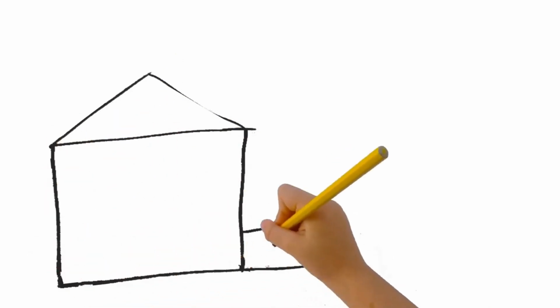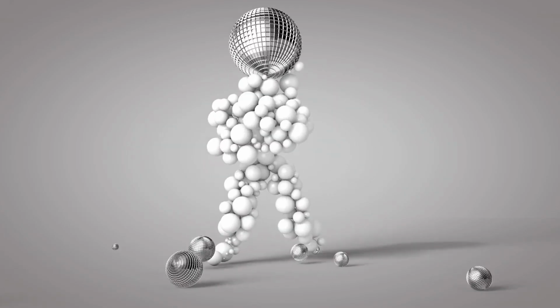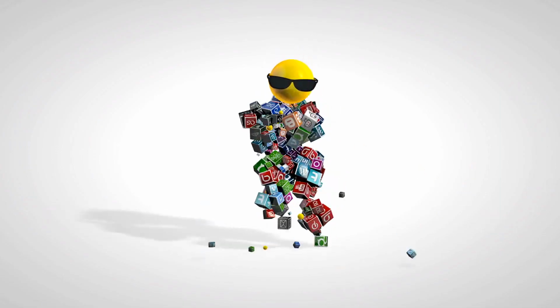Every drawing, no matter how complex, starts with simple shapes: circles, squares, triangles. These are the building blocks of our characters. We use circles for heads, eyes, and joints. Squares help us build bodies and limbs. Triangles add sharp details like noses and chins.